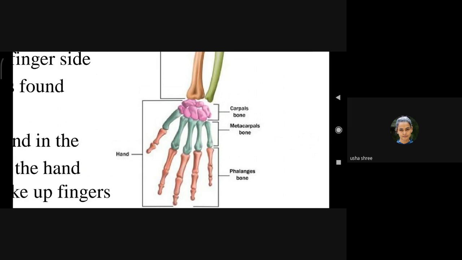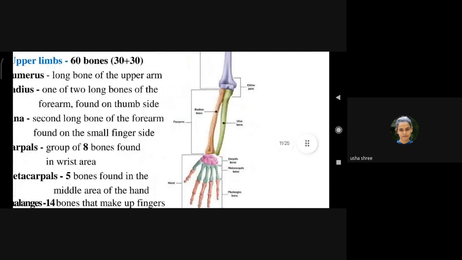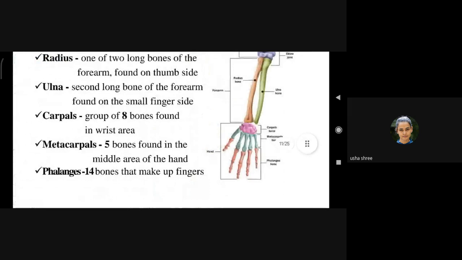These are the group of 8 bones. Now, metacarpals. Metacarpals are 5 in number. You can see here it is depicted by dark green color. These are the roots of fingers. And finally, fingers are named as phalanges.